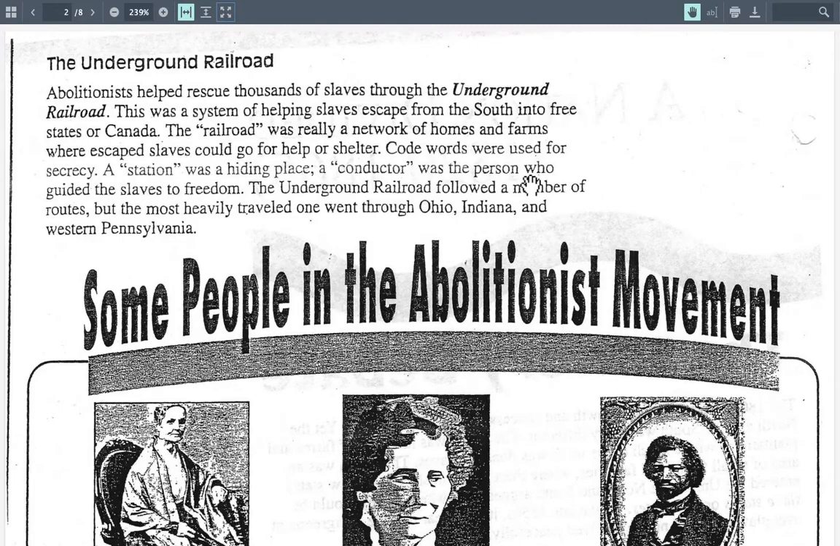Code words were used for secrecy. A station was a hiding place. A conductor was the person who guided the slaves to freedom. The Underground Railroad followed a number of routes, but the most heavily traveled one went through Ohio, Indiana, and western Pennsylvania.